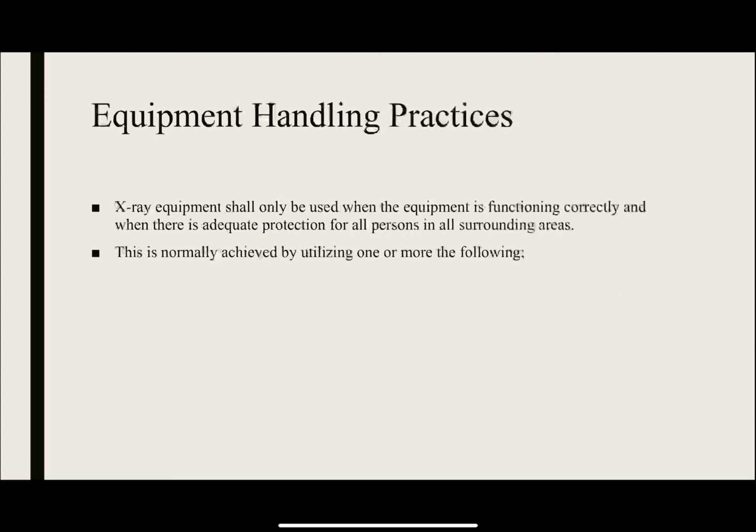And while handling equipment, we should check whether it is functioning correctly or not, and whether there is adequate protection for all persons in the surrounding areas. So we must ensure all of the following points: appropriate shielding, appropriate protective clothing, adequate distance between parts of the body and the X-ray tube and patient, and limitation of time spent in the vicinity of the X-ray and patient.